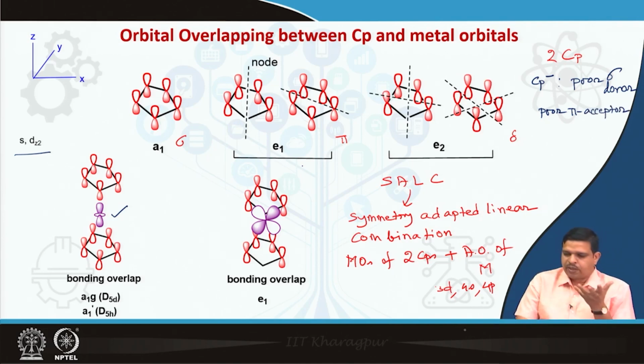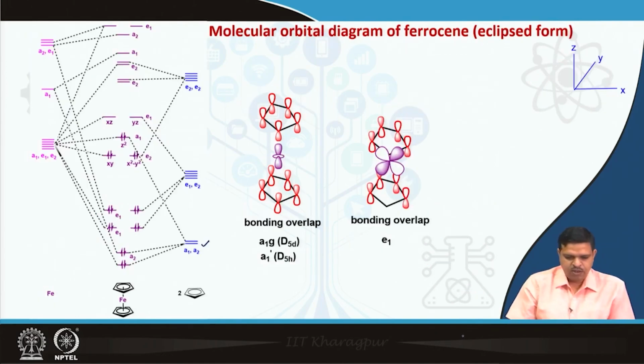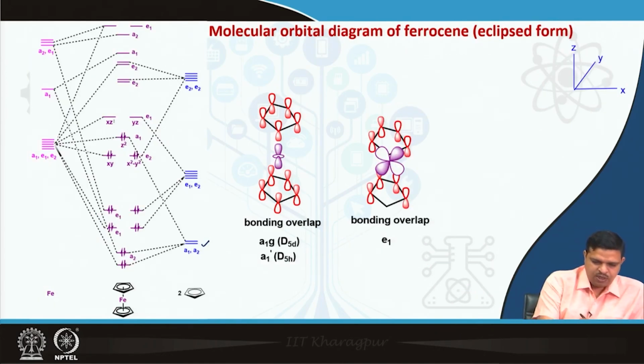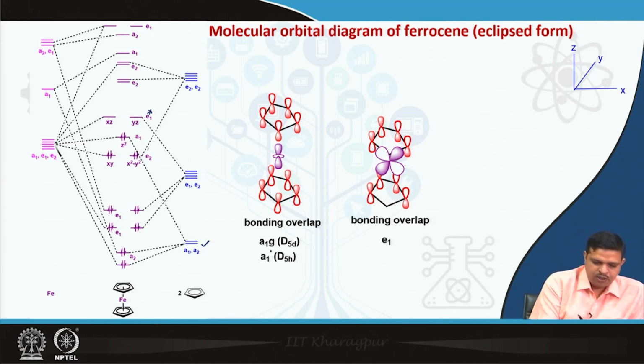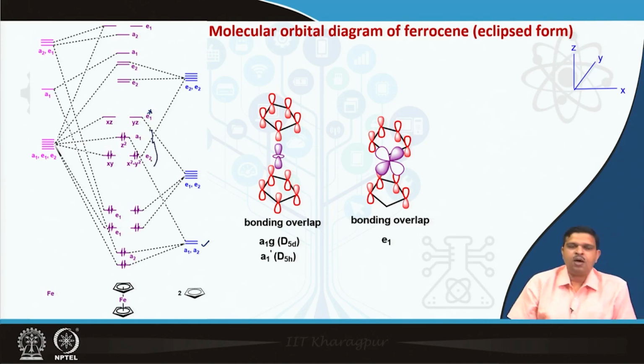So, not good pi acceptor and also not good sigma donor, and we discussed that these are the main interest: E2, A1 and E1. This is actually slightly antibonding in nature. We discussed in the last class that although E1 is antibonding, the antibonding character is not really pure. And similarly, for E2 and A1, the bonding character is not pure.